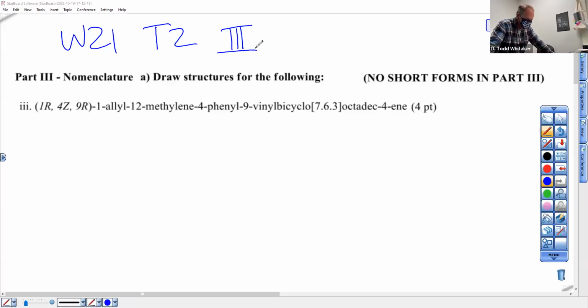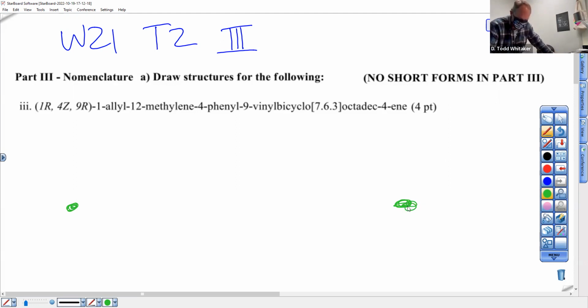We have a nomenclature request from W21, test 2, part 3. Big bad bicyclo that happens to have every one of our new groups on it: allyl, methylene, phenyl, and vinyl. All bicyclos, you start the same. You do your dots. Let's spread this baby out. We got those dots way apart.